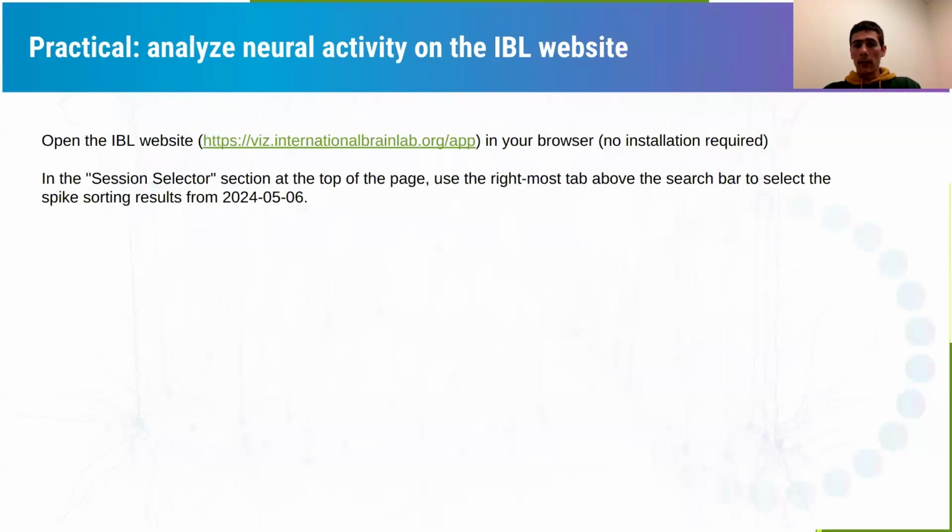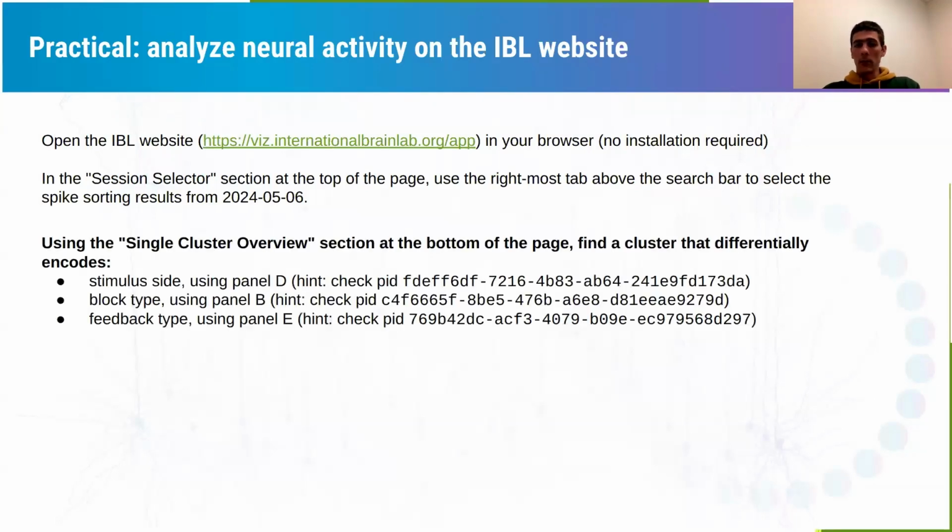And there are two main things that I think will be interesting to look at. So one is using that single cluster overview section that was at the bottom of the page that I just described. See if you can find clusters that differentially encode aspects of this particular task. So for example, can you find a cluster that encodes the stimulus side differentially between the left and the right side? And so I've given you some hints here.